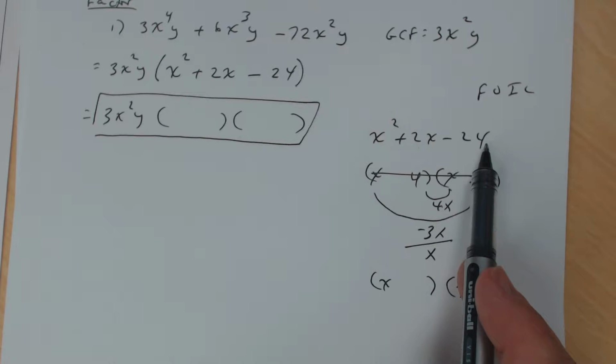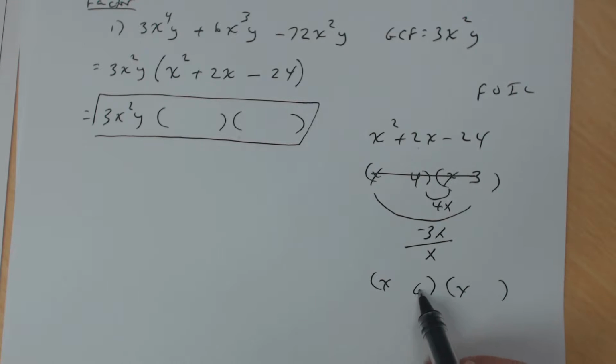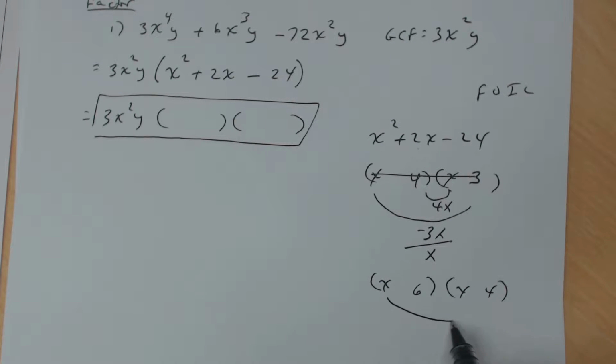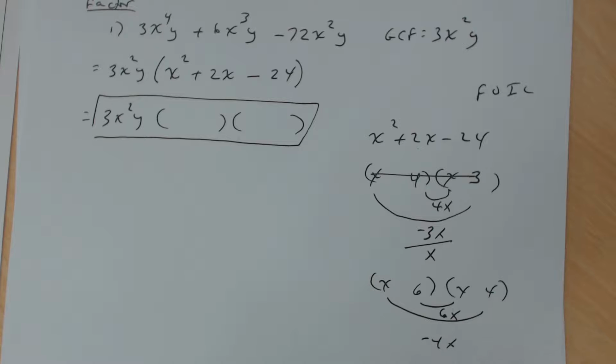I wouldn't do 12 and 2 either, and I wouldn't do 24 and 1 because this needs to be a 2. So 6 and 4. Check yourself though before you go on. The outer is 4x, the inner is 6x. The larger of these numbers, 6, so the 6x here will be positive, so that means 4x has to be negative. And when I add them up, I will get this 2x that I need.